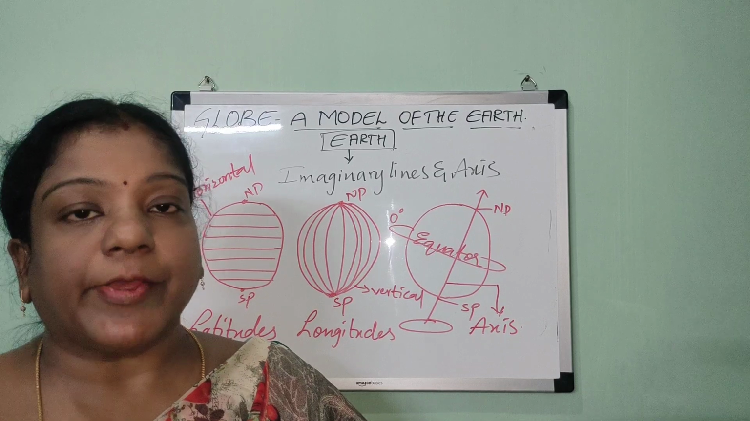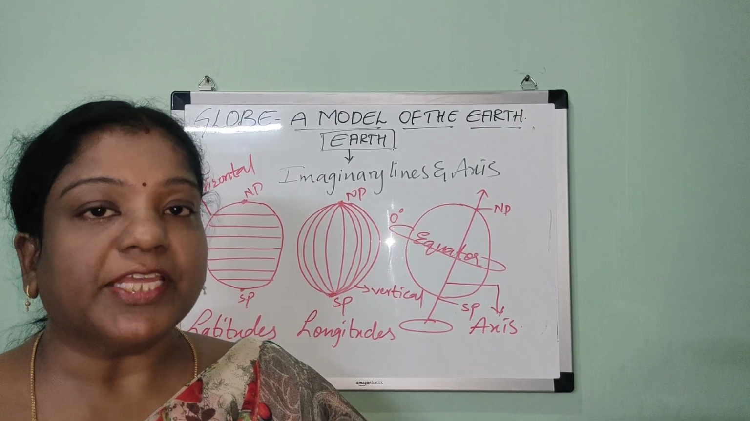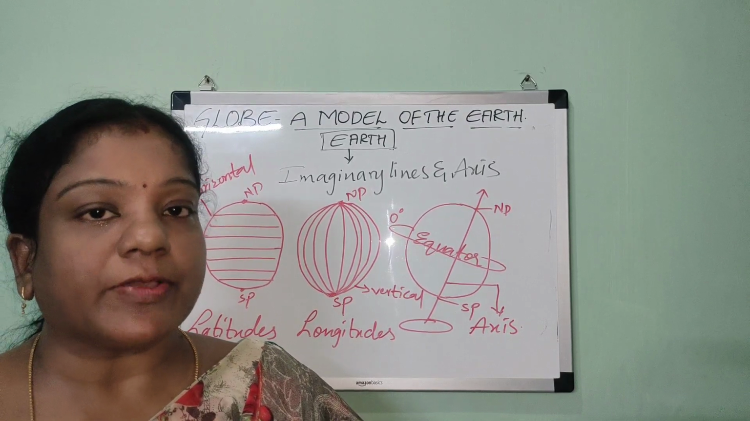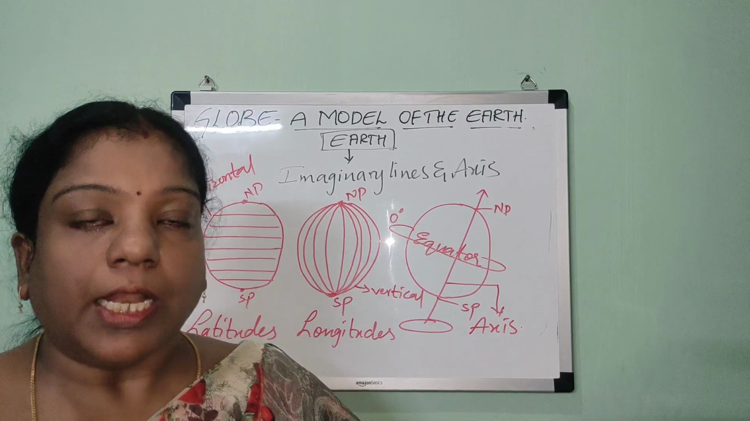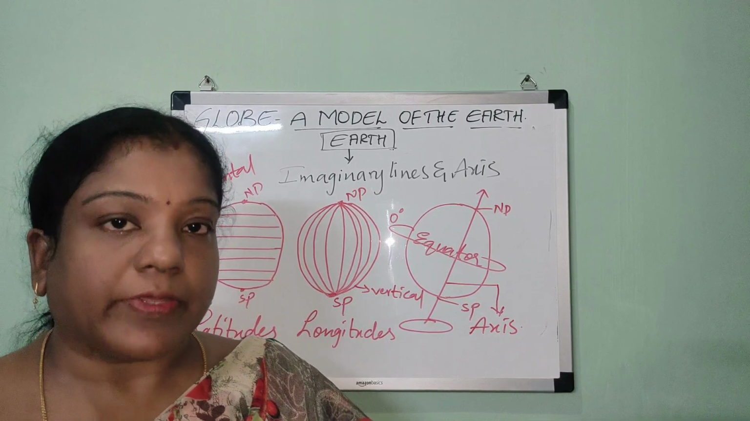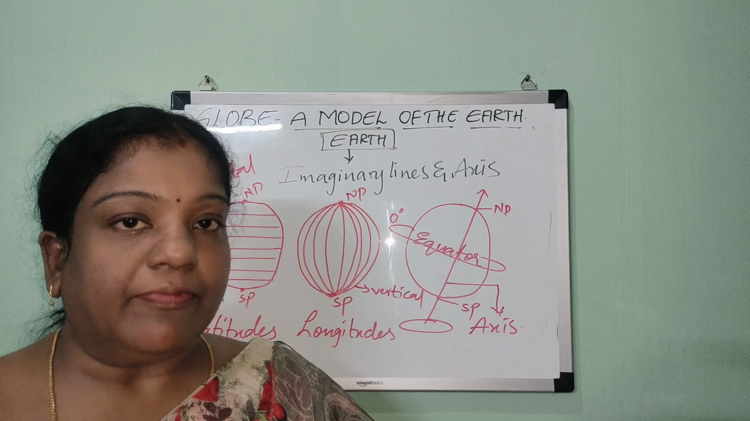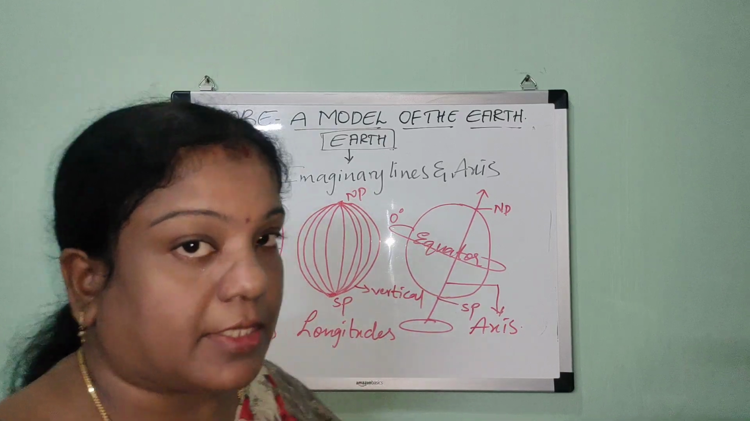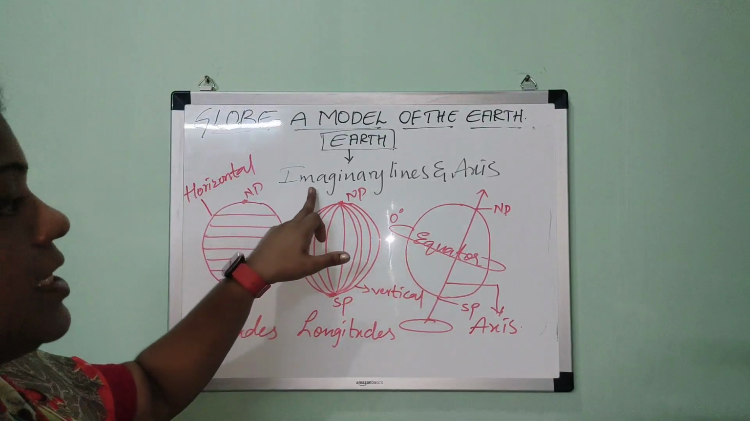In the previous video, we discussed only the two keywords which deal with the concept globe, a model of the earth. Now we are going to continue with the third and fourth keywords. Now let us get into the third keyword. What is the third keyword?